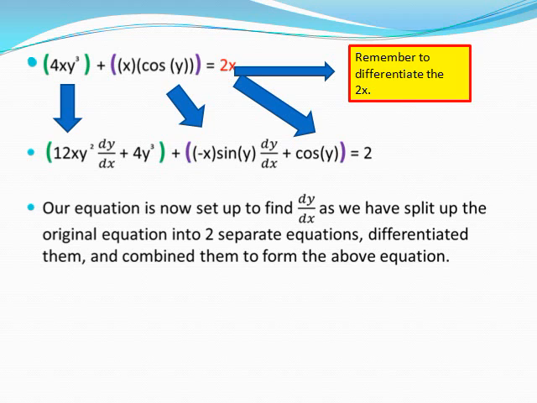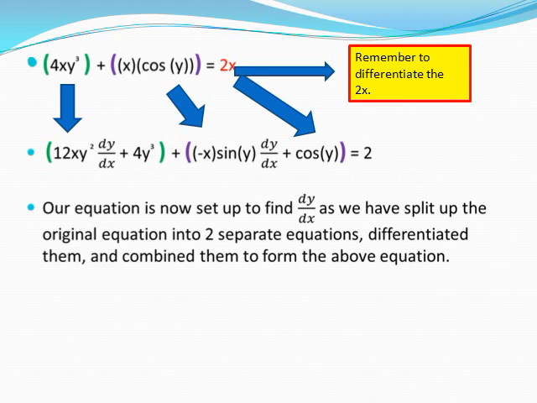So we originally had 4xy cubed plus x multiplied by cos of y equals 2x. What we now have is 12xy squared dy/dx plus 4y cubed plus minus x multiplied by sin y by dy/dx plus cos of y is equal to 2. Remember, the 2x was differentiated to 2 because x is to the power of 1. That comes down to multiply by the 2 and reduces the power on the x to 0, which just makes the x become 1. We're now on track to find dy/dx.